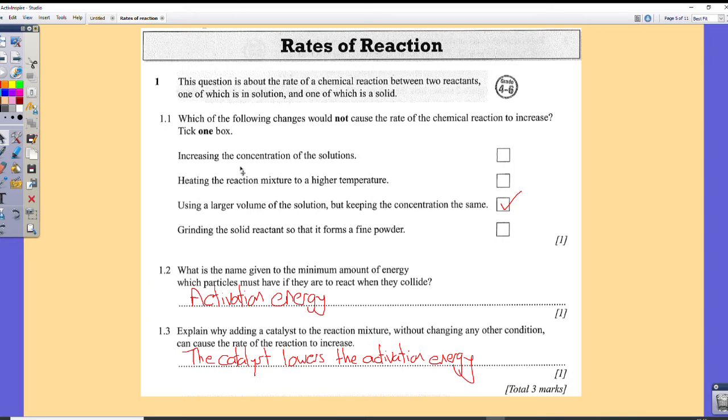So 1.2, what is the name given to the minimum amount of energy which particles must have if they're to react when they collide? This is the activation energy, and remember that on the energy diagrams as the hump between the two energy levels. And 1.3, explain why adding a catalyst to the reaction mixture without changing any other condition can cause the rate of the reaction to increase. It simply lowers the activation energy, so the particles don't need so much energy in order to react.